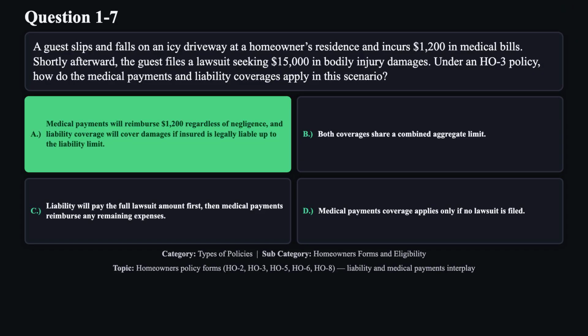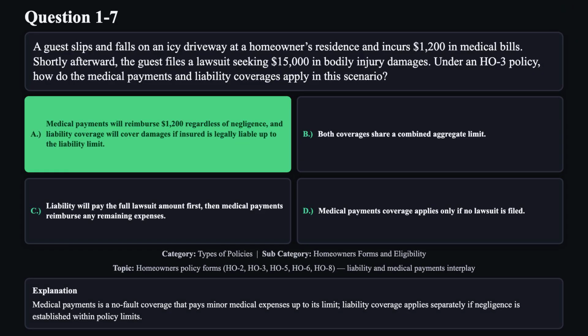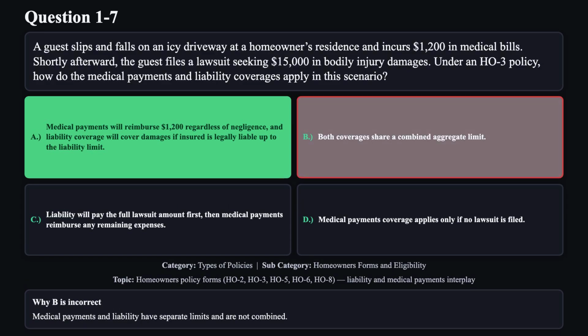The correct answer is A. Medical payments is a no-fault coverage that pays minor medical expenses up to its limit. Liability coverage applies separately if negligence is established, within policy limits. Reason B is not correct. Medical payments and liability have separate limits and are not combined.